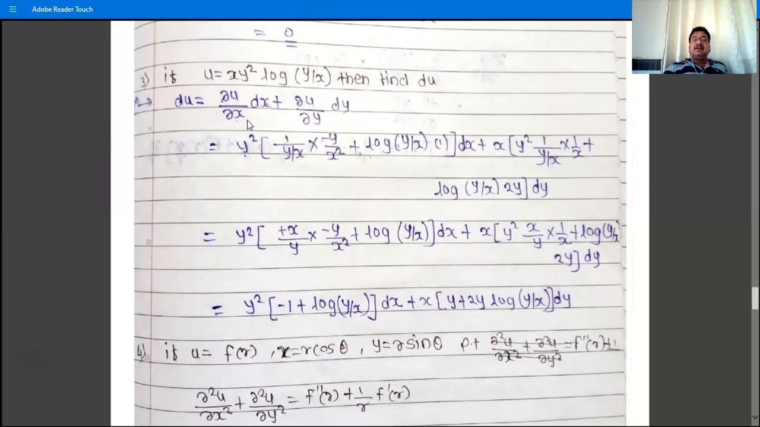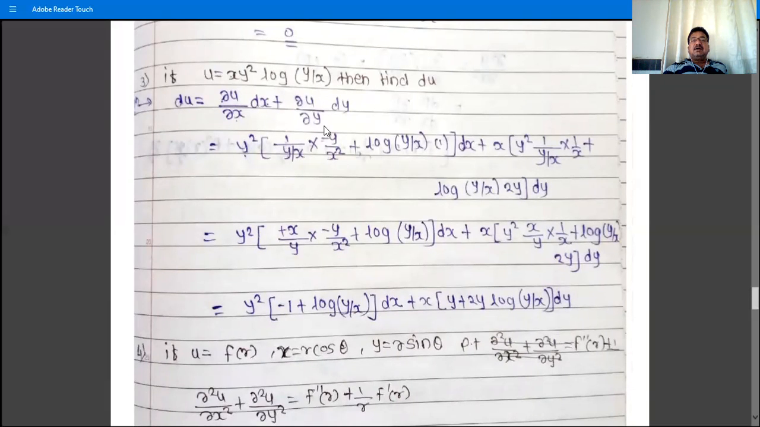du means the complete derivative. du is ∂u/∂x dx plus ∂u/∂y dy, because u is a function of x and y. If u is a function of x, y, z, then write one more term, ∂u/∂z dz. So ∂u/∂x: the derivative of this quantity with respect to x, y square is constant, and for x into log y by x, the derivative is by using the u into v rule.